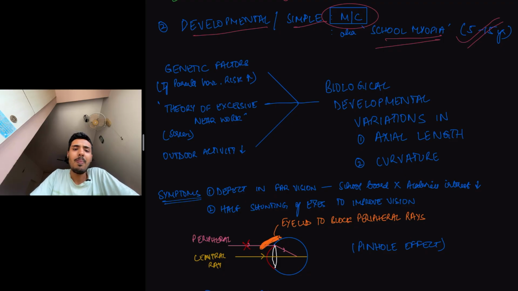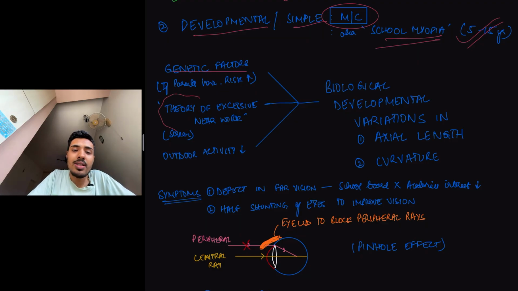Basically what happens, mostly the etiological factors are genetic risk factors. If both the parents have myopia, then the child having myopia, very high risk. If only one of the parents has it, then the risk is slightly lesser. If none of the parents have myopia, the risk is even lesser. So basically genetic factor plays a very strong role.